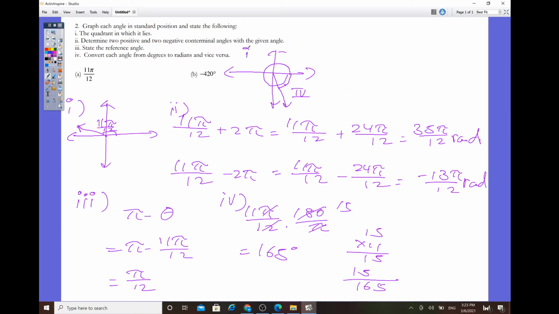And then determine 2 positive, 2 negative coterminal angles. Oh, 2 positive, 2 negative. So for this one, you just want to keep adding 2 pi to the previous one. So let's just do this one right here, negative 420. Let's find the positive first. So add 360 twice for the first positive coterminal. And then for the second coterminal, you want to add 360 three consecutive times.